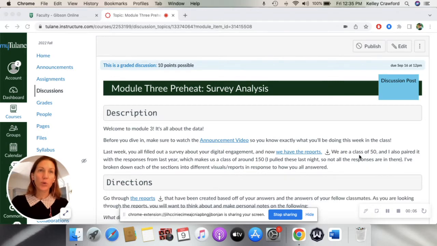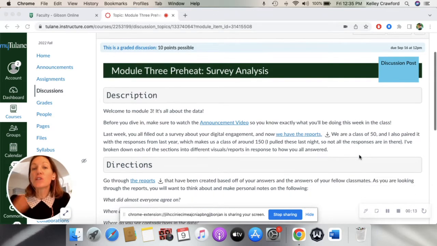And so we're going to go through. This is a big module because you're going to be choosing your projects for the rest of the semester. So this is a big one. So first off, of course, we'll have our preheat.